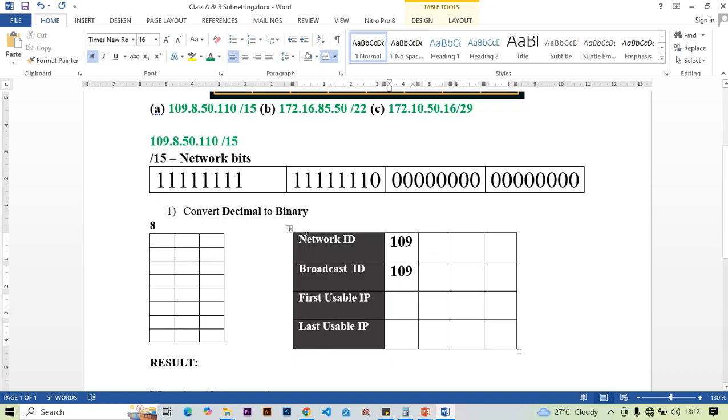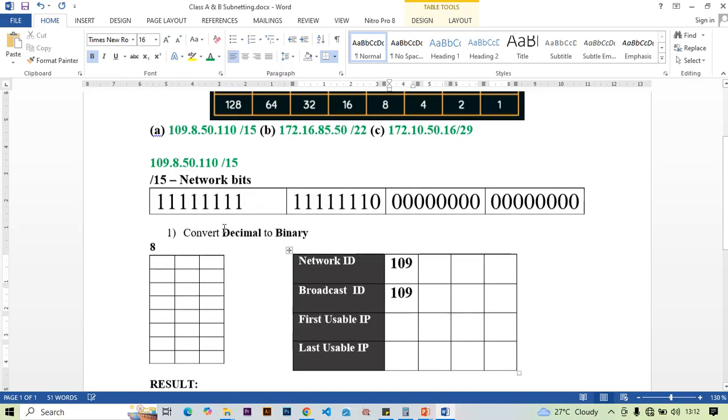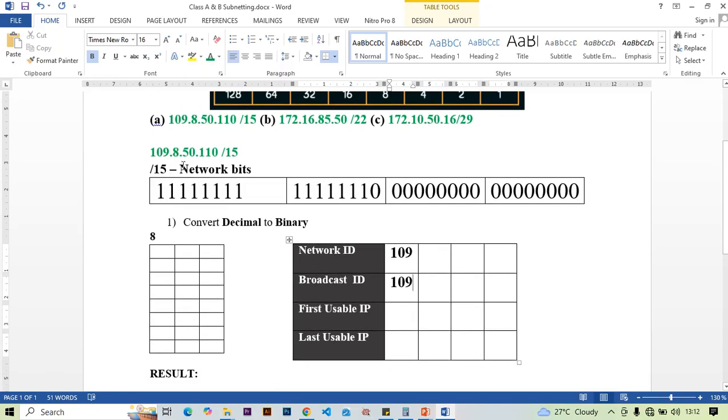Okay, now since this second octet is our target, we can go ahead and find out how we are going to get these boxes filled up. We have already converted this into binary, and this is what it gives us. Now the next thing we need to do is convert this 8 into binary.